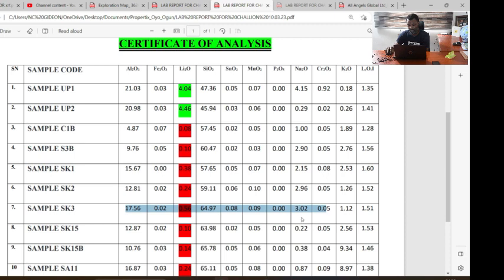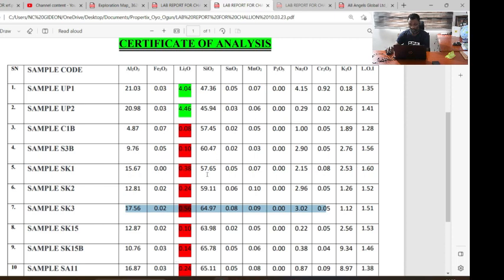Even look at the sodium here, it's almost 3.02, and look at here 4.02, and also the potassium is 1.2. So, in terms of this now, you can find out that we have more interesting targets at SK3, SK5, and SK2. Because if you look at this 15, 17, and 16, this is almost 17. So we're going to go deeper at this level.